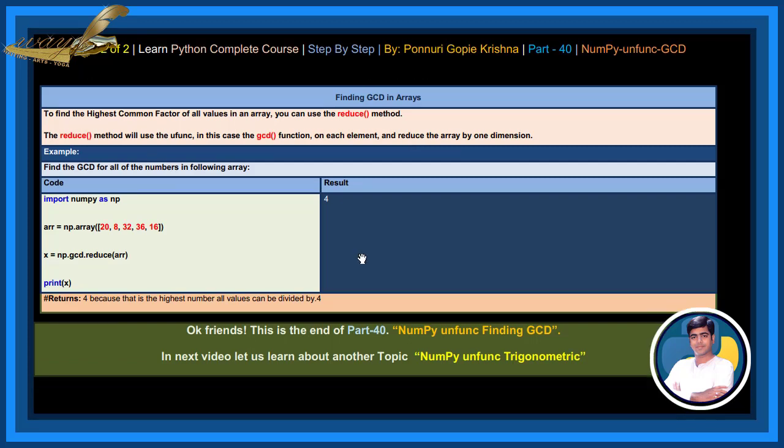See the example: find the GCD of all the numbers in the following array. By using np.array and the np.gcd.reduce method, the result is 4, because that is the highest number by which all values can be divided.